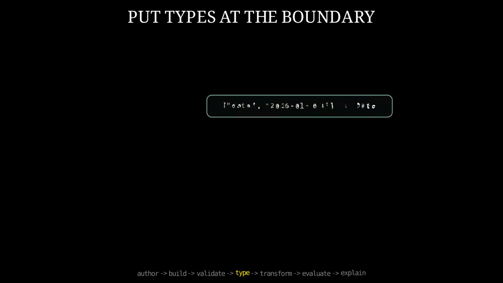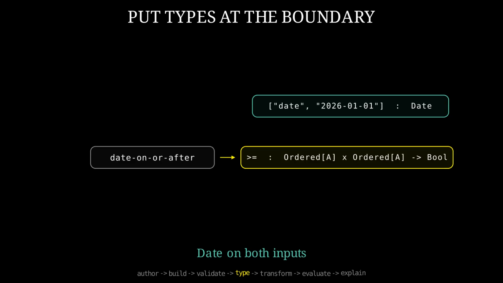The raw JSON text for January 1st is still a string. Wrap it in the date constructor, and the expression now produces a date. A generic greater than or equal operation can say, give me two values of the same ordered type, and I return a Boolean. Here both operands are dates. The specialized operation can now be understood as a convenient surface form that expands into this checked core.